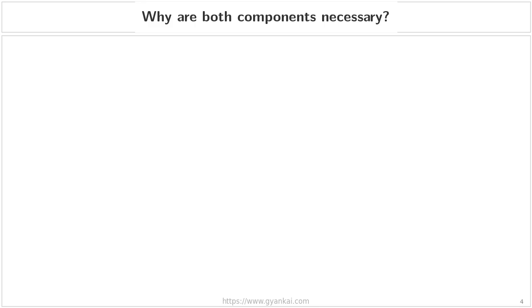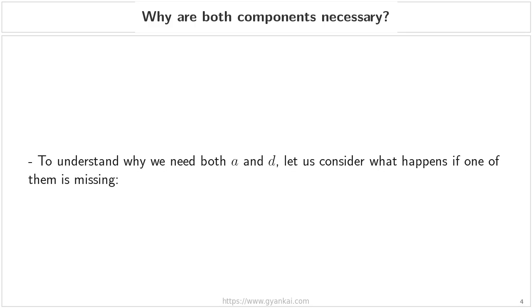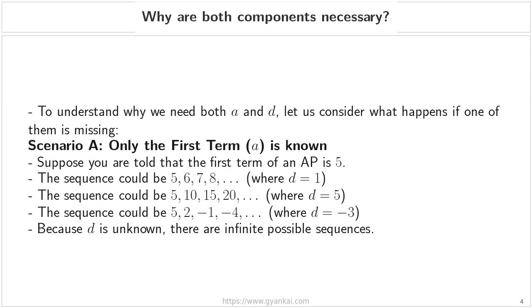Why are both components necessary? Now, you might be wondering, if I know the rule for the sequence, why do I need both of these pieces of information? To really grasp why both the first term and the common difference are non-negotiable, let's look at what happens when we try to build a sequence while leaving one of these components out. First, let's look at scenario A.